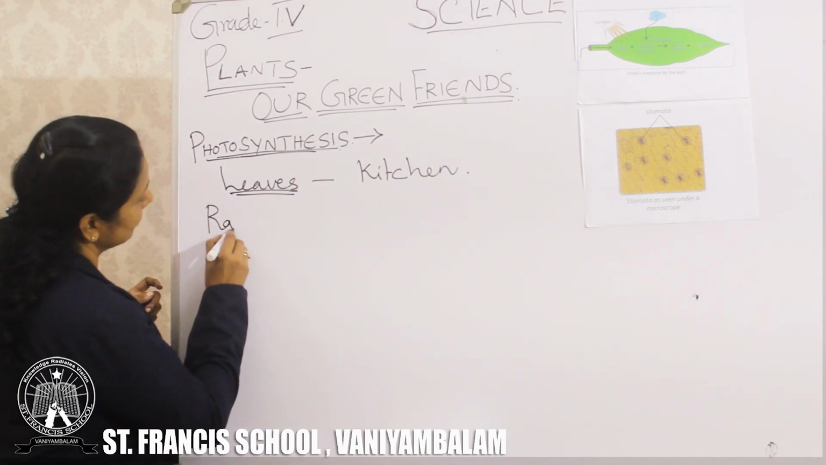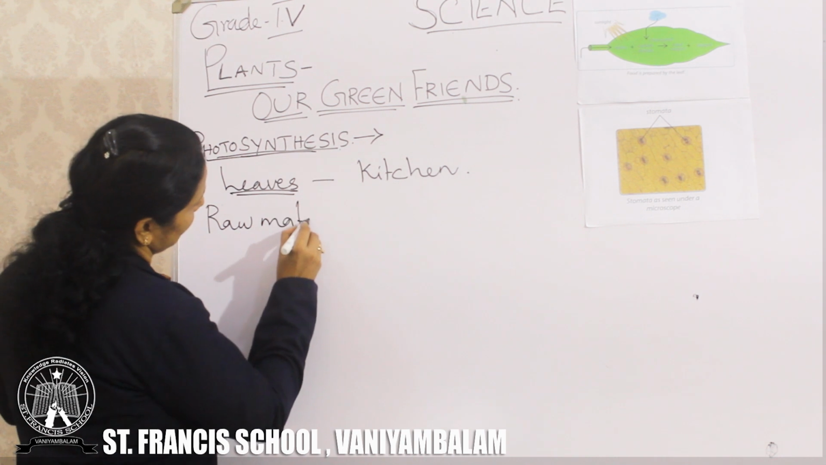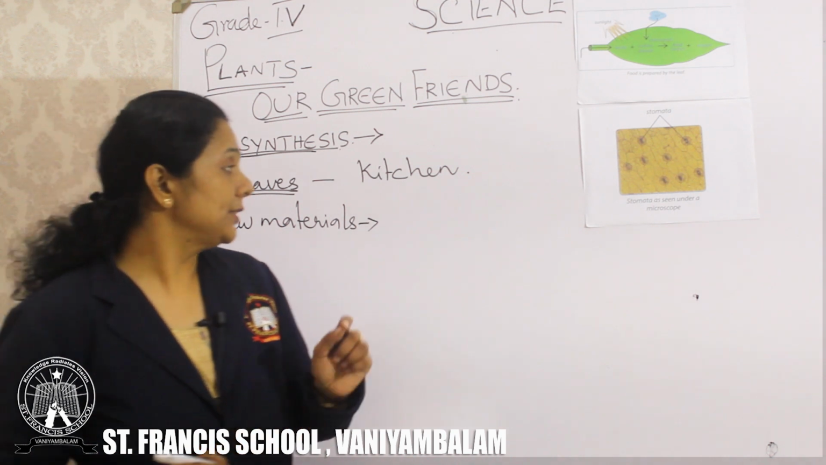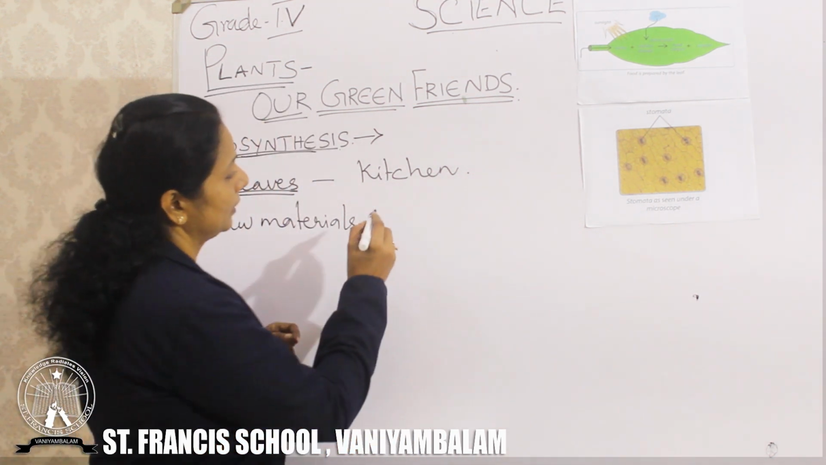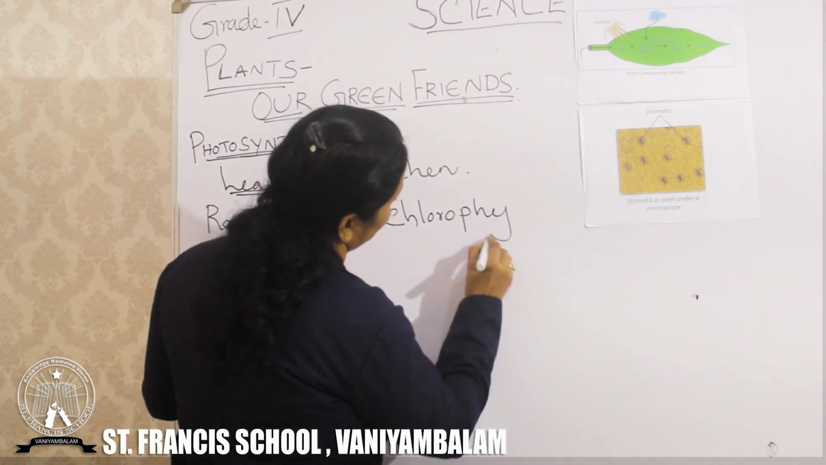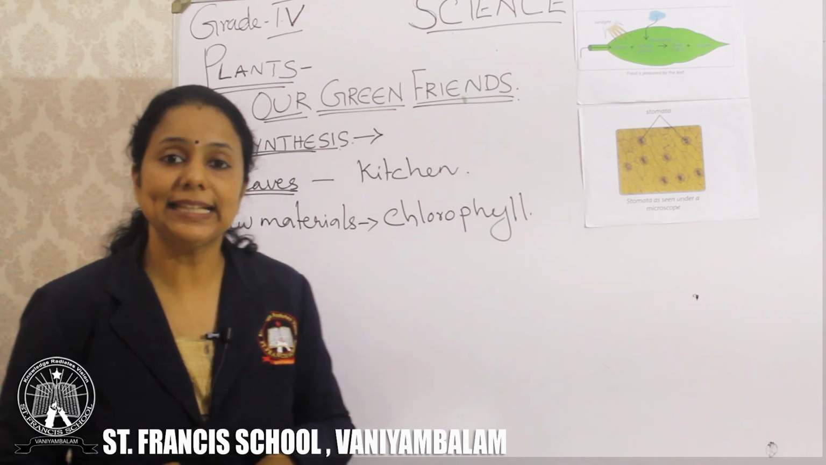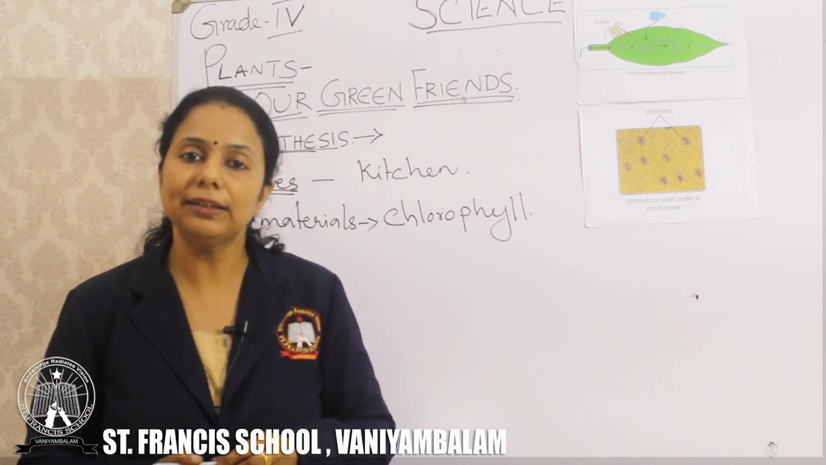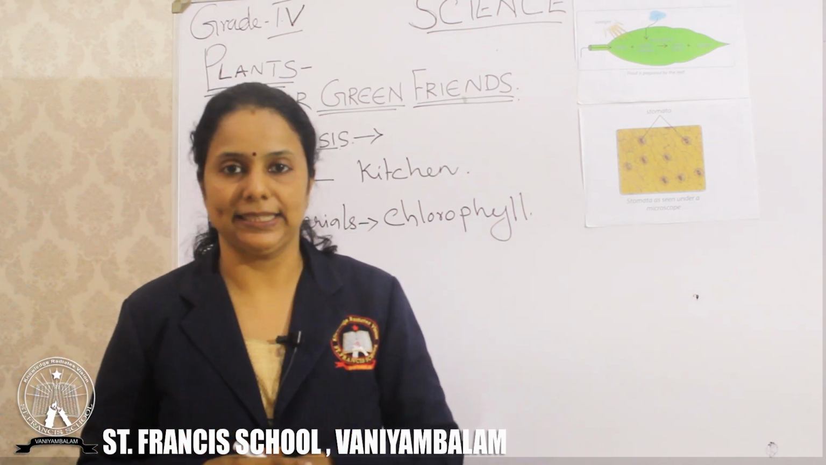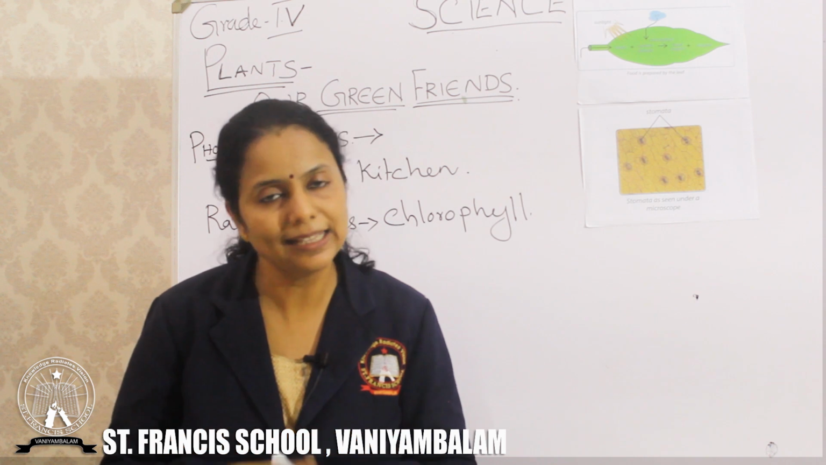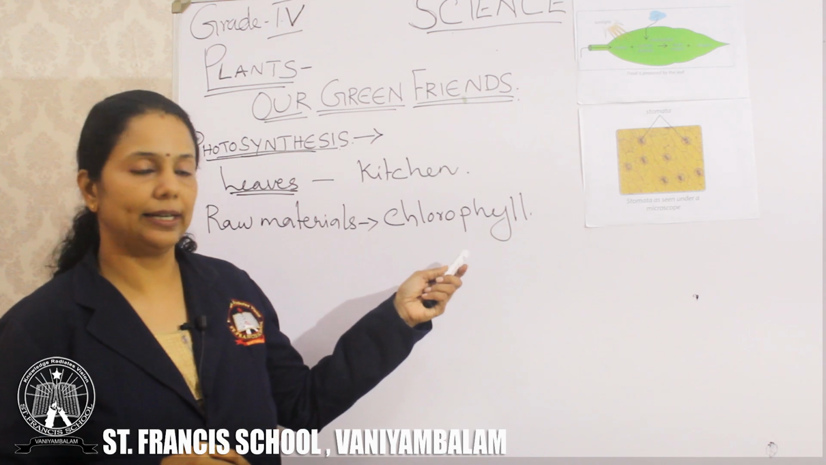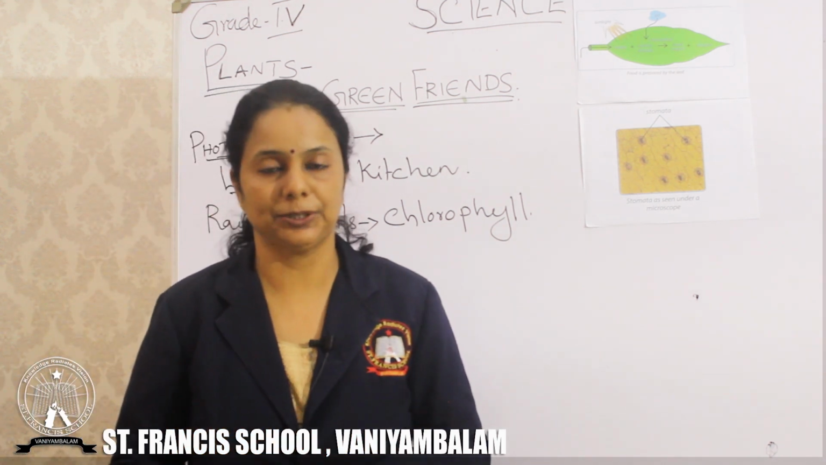Now, raw materials. Plants need some raw materials to prepare their food. The first raw material is chlorophyll. What is that? Chlorophyll. As I told you, chlorophyll is the green color pigment which gives green color to the plant. Okay, so in the leaves chlorophyll is already present. That is why the leaves are green in color. So chlorophyll is there in the leaves. One raw material or one ingredient. Chlorophyll is present in the leaves.